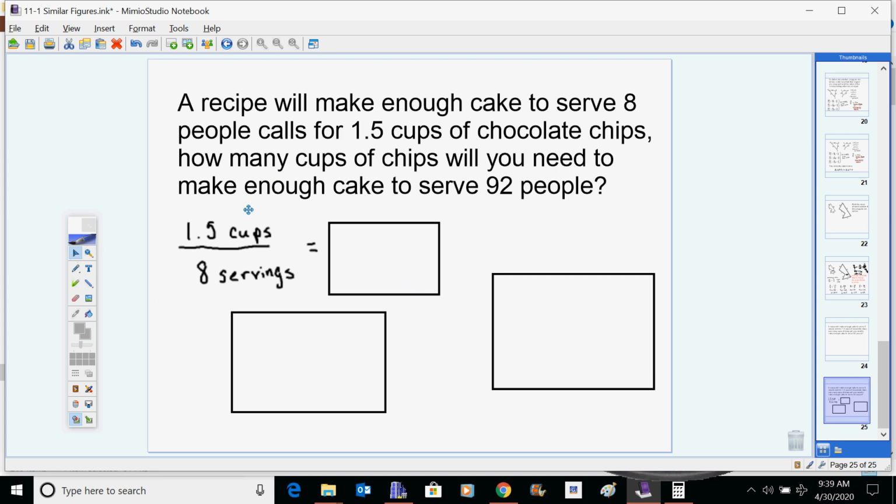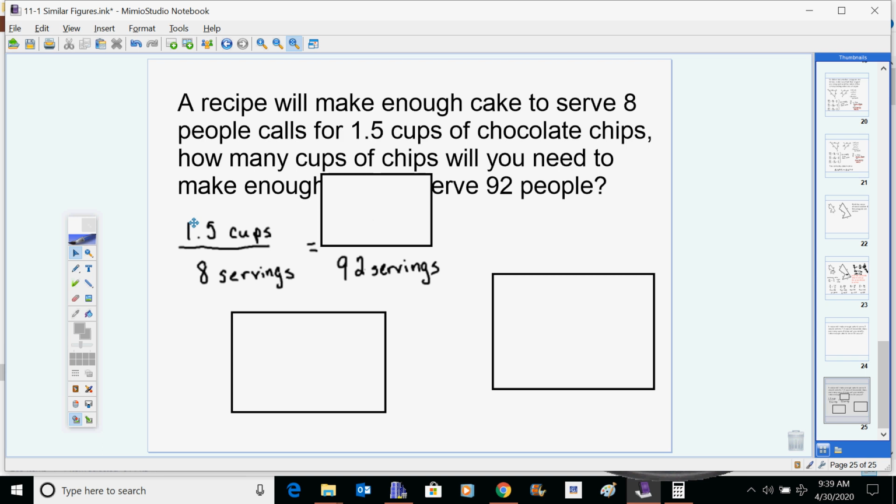This is important. 1.5 cups translates to 8 servings. I want to serve 92 people. That means I want 92 servings. Notice that I have the fraction set up, so if I have the number of servings in the denominator on one side, it has to be in the denominator on the other side. But I'm needing to find out how many cups of chips I'm going to need to have.